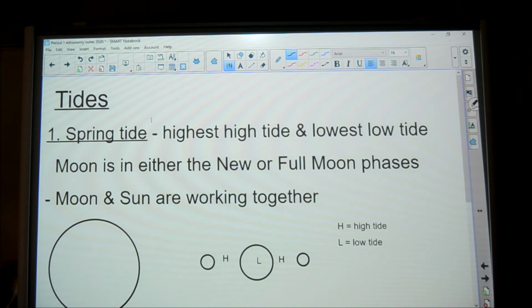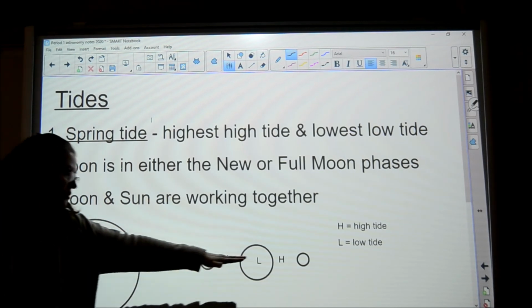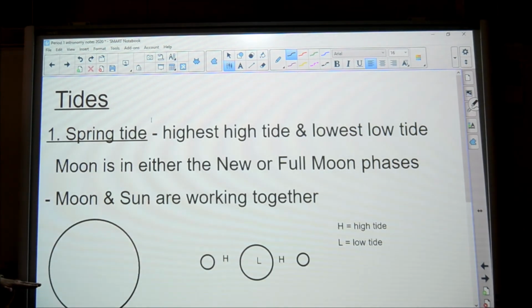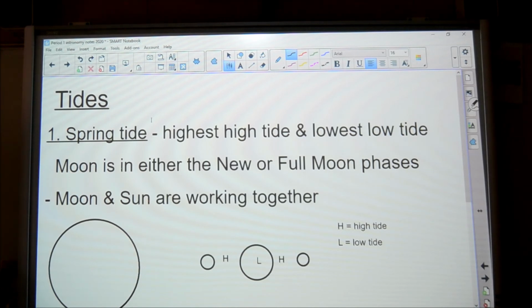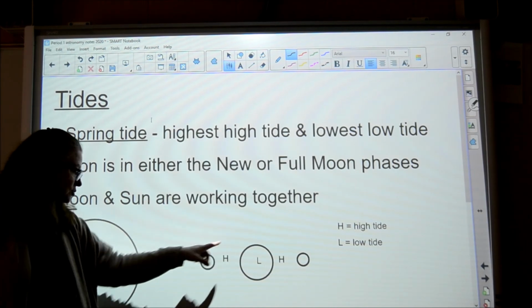We need to talk tides. Tides are going to tie into the gravitational attraction between the sun, earth, and the moon. So if I'm looking at the sun, if the sun and the moon are in the same plane, it's pulling the water that's on the earth with greater force. So the areas towards the moon or the sun, the water on the opposite side is going to get pulled closer or more towards the moon or the sun.